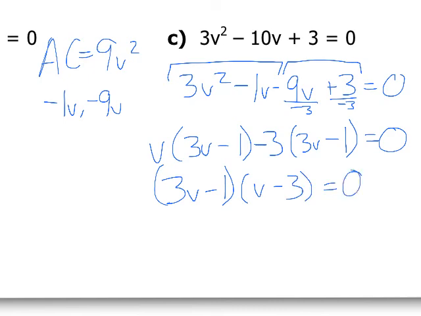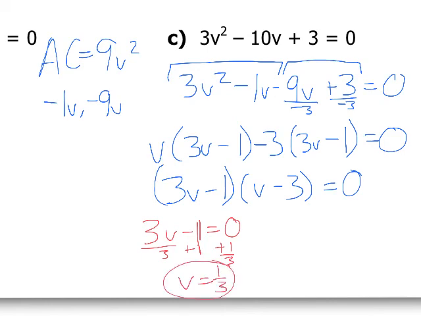So that means 3v minus 1 could be 0. So add 1, divide by 3, and I get v equals 1/3 for one answer. Or the other set of parentheses, v minus 3 could be 0, meaning v is positive 3.